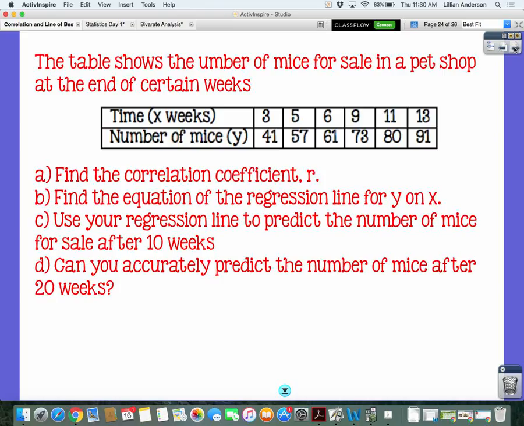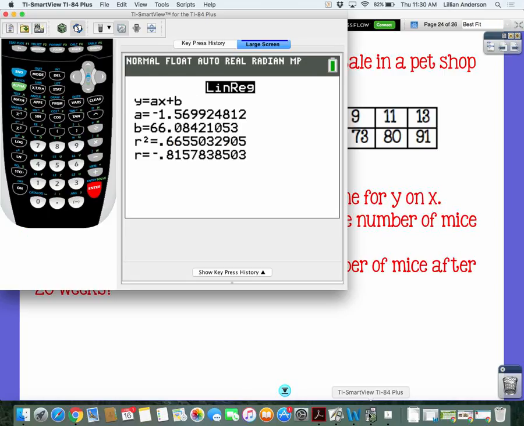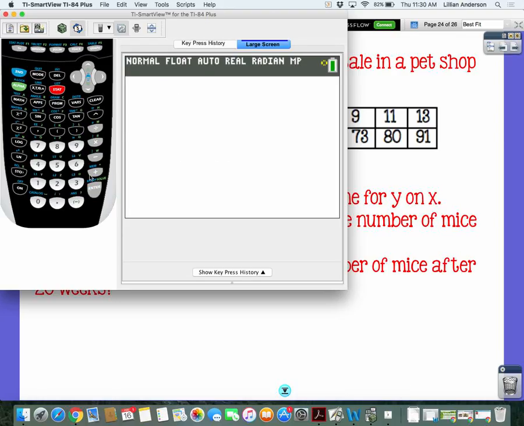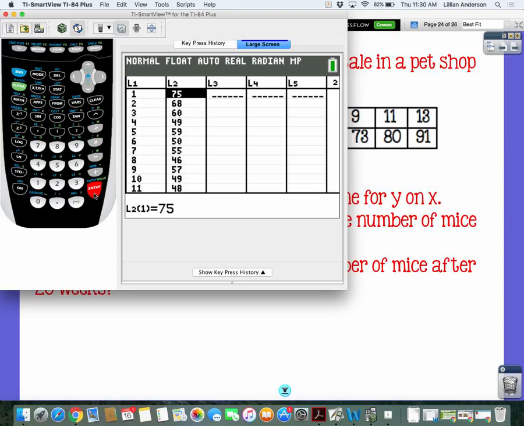So we have our weeks, X weeks, our number of mice. We need to find the correlation coefficient. I see some of you guys already started. What do we do? Edit, because I got to replace my data. I got to put in the new data. Remember, if you go up to L1 and press clear, it gets rid of all the data in that column. Do not press delete, or you have to get it back.